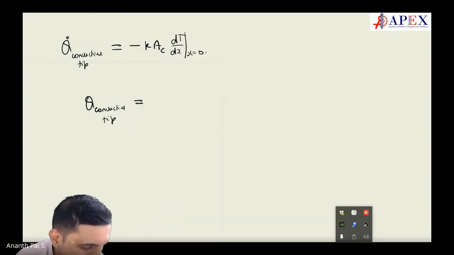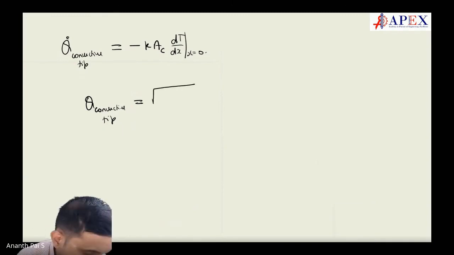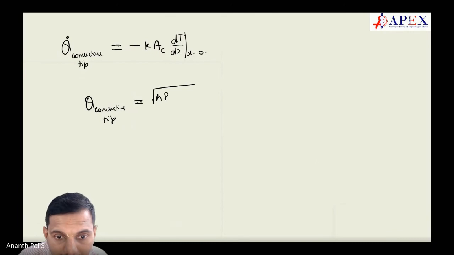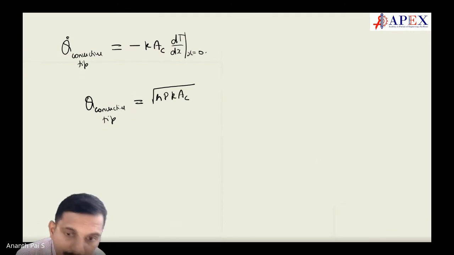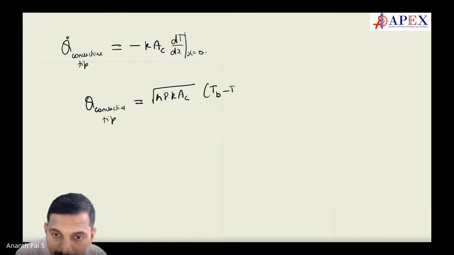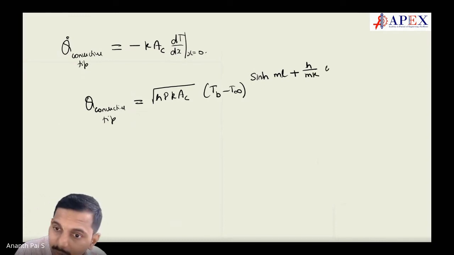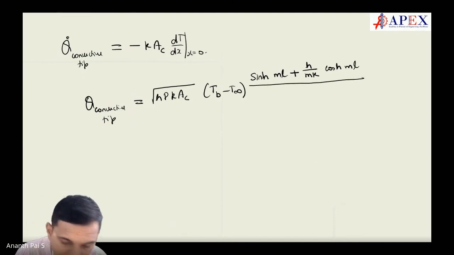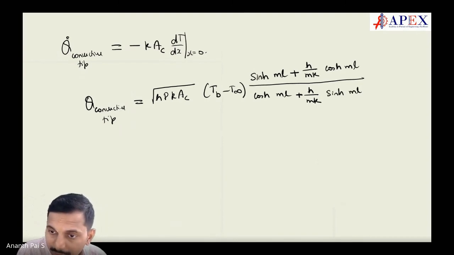So this would be equal to square root of h P k A c into (T b minus T infinity) into [sinh mL plus (h by mk) into cosh mL] divided by [cosh mL plus (h by mk) into sinh mL].